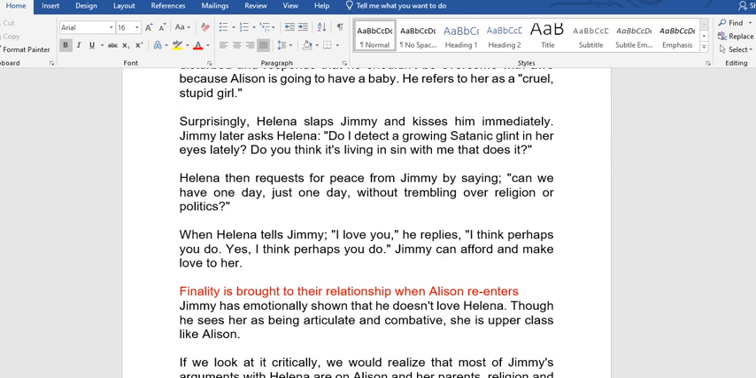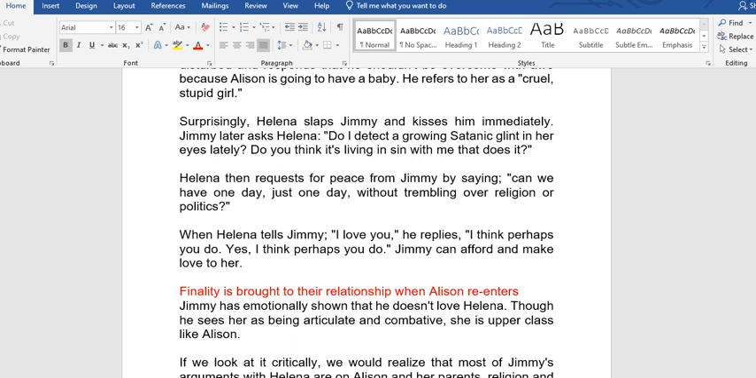Surprisingly, Elena slaps Jimmy and kisses him immediately. Jimmy later asks Elena, let's quote what he said: "Do I detect a growing satanic glint in her eyes lately? Do you think it is living in sin with me that does it?"